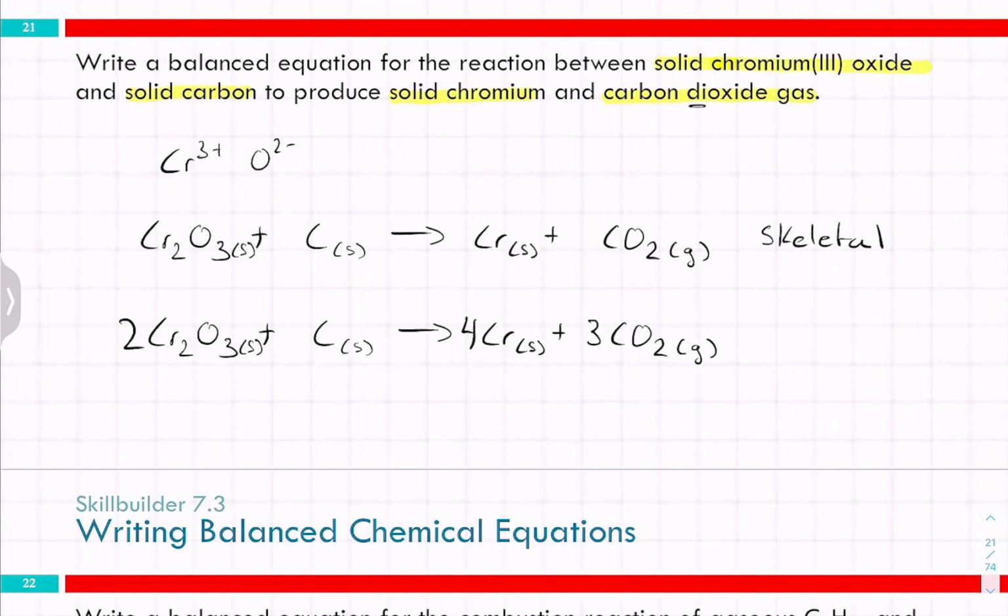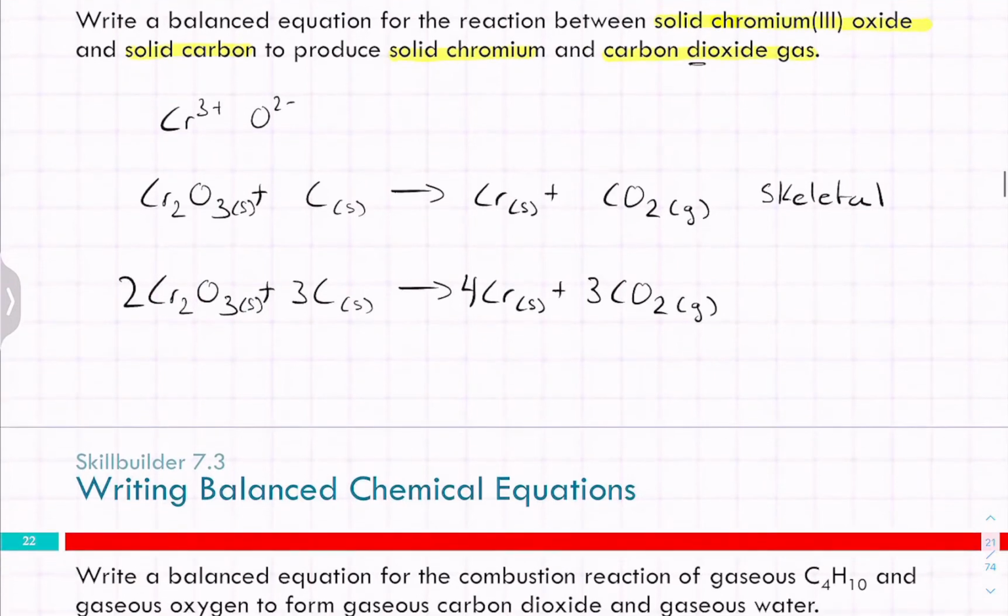And then for carbon, the last thing remaining that's not balanced, this is 3 carbons, so we can just put a 3 on the other side. So as our final check here, we can count up the number of each type of element. So we've got chromium, oxygen, and carbon, and then there's chromium, oxygen, and carbon.